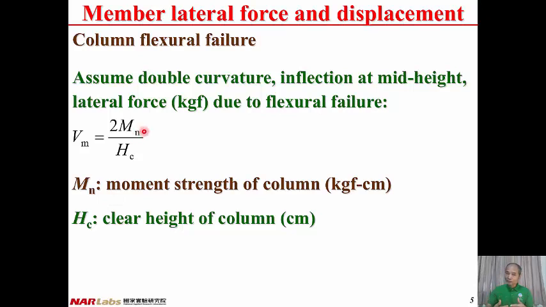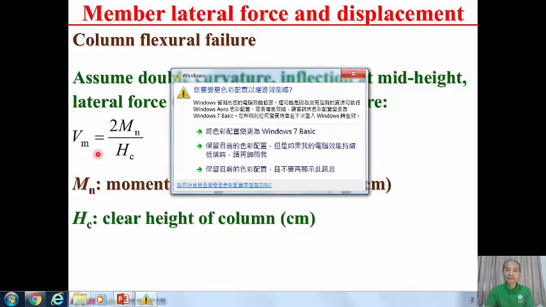That means that at the bottom of the column, the moment has been developed. Also, at the top of the column, the moment is also developed, so that we have 2Mn at the bottom and at the top, divided by Hc, and then we can have the lateral force of the column.